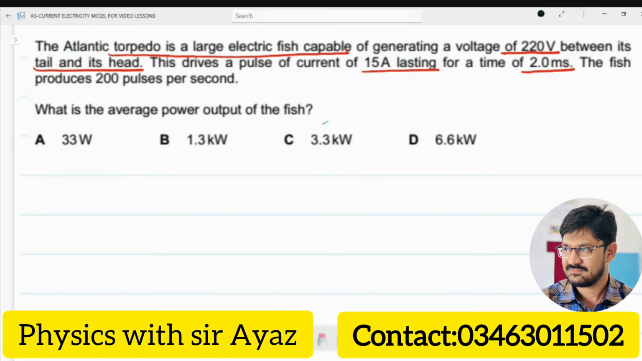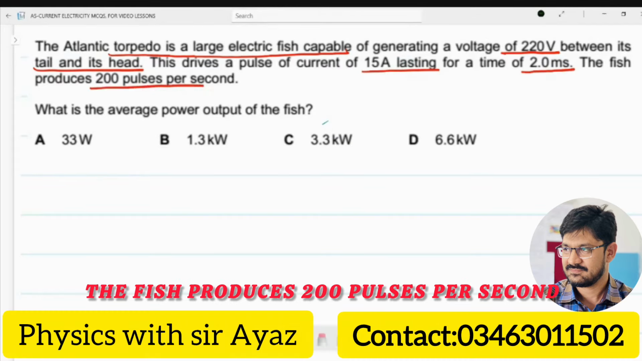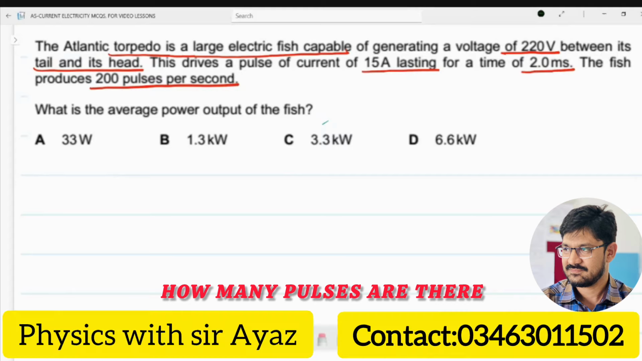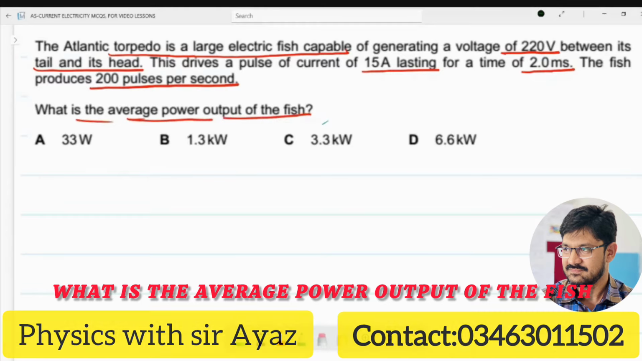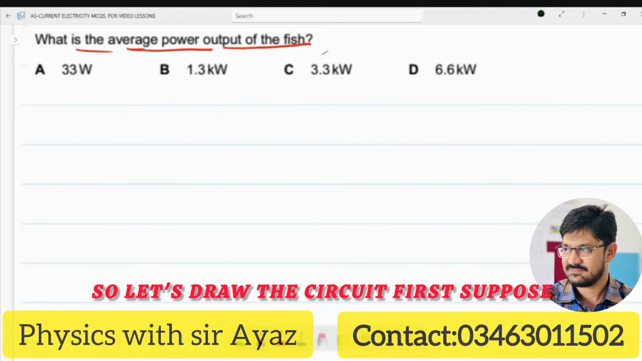The fish produces 200 pulses per second. How many pulses are there? 200 pulses in 1 second. So, what is the average power output of the fish? So, let's draw the circuit first.